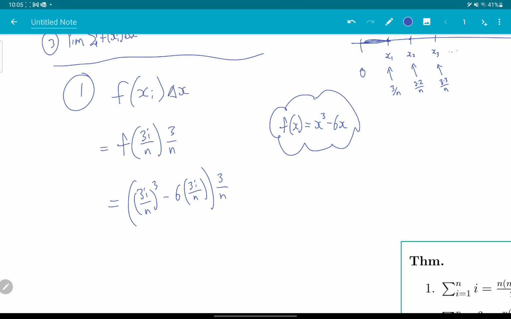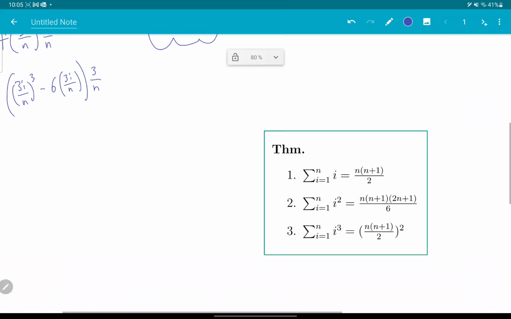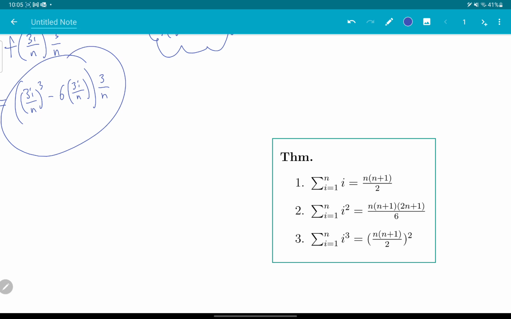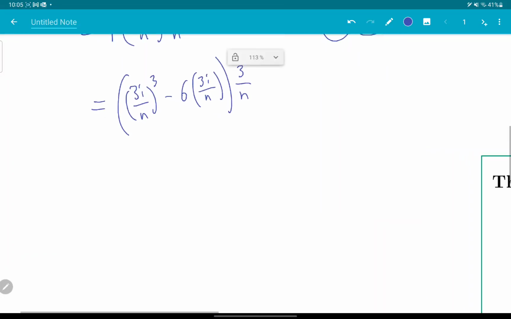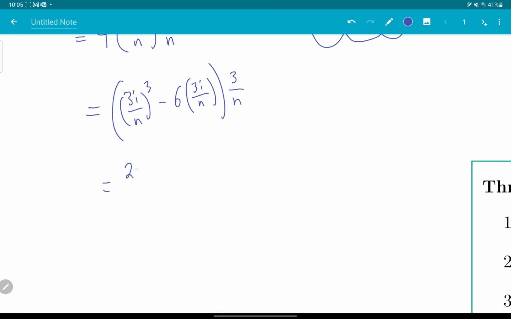Now I'm going to have a goal here. I'm sensing I'm going to be using these formulas that we've seen before. So I want to keep that in mind as I simplify this guy. So what am I going to do? I'm going to go in that bracket there and see what I can do. Well, I can get 27i cubed over n cubed minus 18i over n, step by step, slowly.